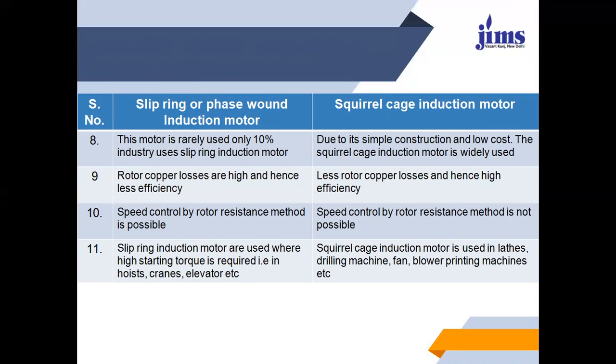Rotor copper losses are high and hence efficiency is lower in the slip ring type induction motor. Less rotor copper loss and hence high efficiency is there in the squirrel cage. Speed control by the rotor resistance method is possible, but it is not possible in case of a squirrel cage. Slip ring induction motors are used where high starting torque is required, that is in hoists, cranes, elevators. But the squirrel cage induction motor is used in lathe machines, drilling machines, fans, blowers, printing machines, etc. So these are the differences between the two types of induction motor, and they have been discussed in this lecture.